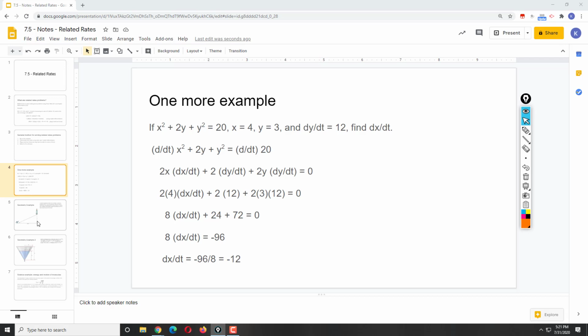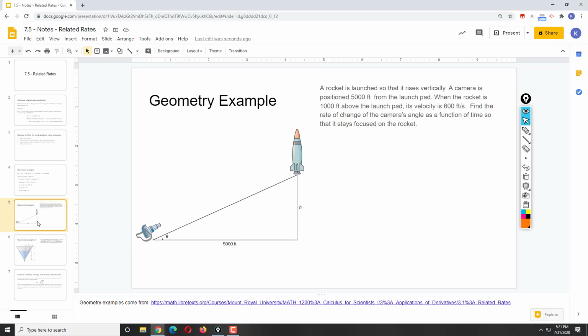Next, let's look at some word problems that are closer to real life. Here's a geometry example number 1. We have a rocket right here. The rocket rises vertically. Vertical means going up, down. So this rocket is going straight up. We're told that there's a camera here. So here's the camera. It's 5,000 feet away from the bottom right here.